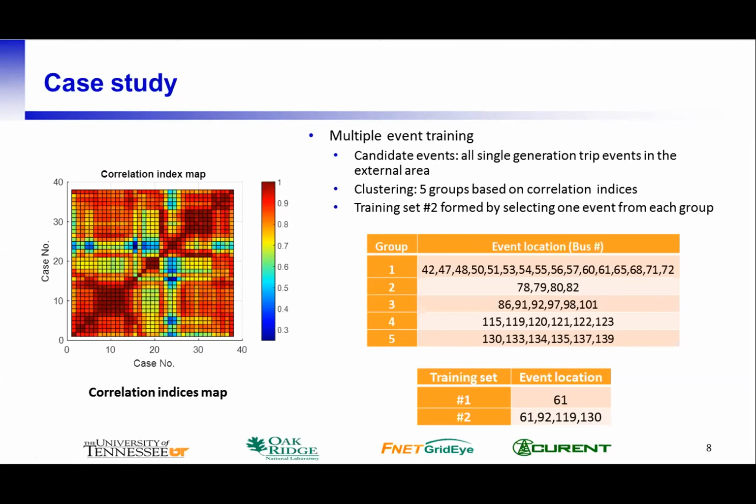We also create a color map that provides the visualization of the calculated correlation index. The red color means that the correlation is higher, so it means that the two case scenarios are more similar. After we calculate the correlation indexes, we use the clustering algorithm to cluster all the candidate events into the following 5 groups. Then we can form a new training set, which is training set 2, that includes multiple events by selecting representative events in each group.